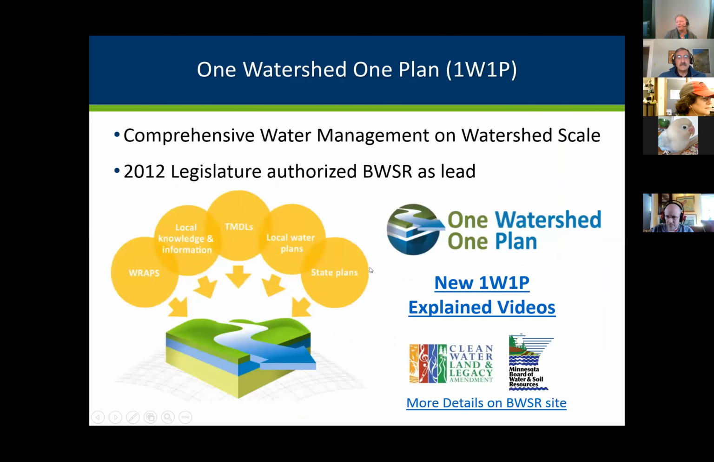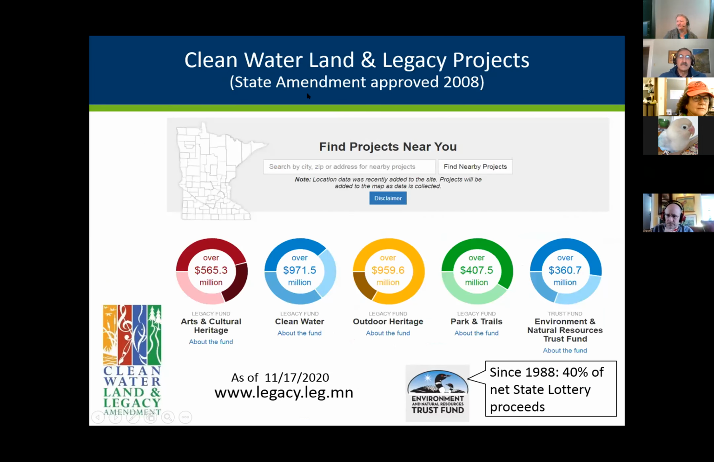And we have what's called One Watershed, One Plan statewide. We've got some brand new videos talking about how One Watershed, One Plan works. And I've got a link here to that. I've talked before about our state amendment giving some funding to do a lot of great projects that helps our floodplains and especially our natural beneficial functions of the floodplains.